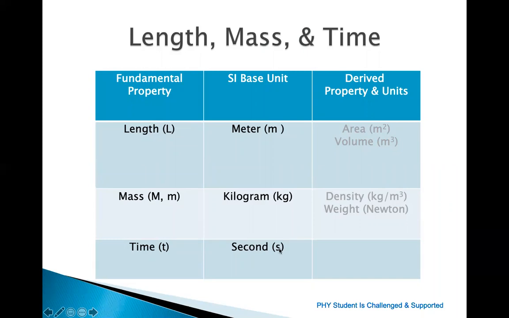The symbol is s. So for everything, we have four different parts here. The property's name, its symbol, that's how it usually appears in an equation or a formula. Then the unit's name, and a unit has a symbol. Every property is measured with a unit. Giving a number without a unit is just like writing a blank check.